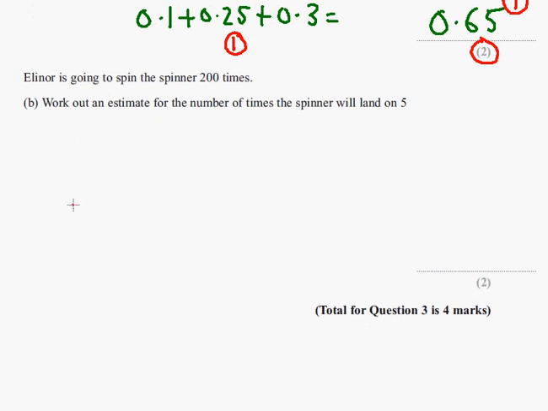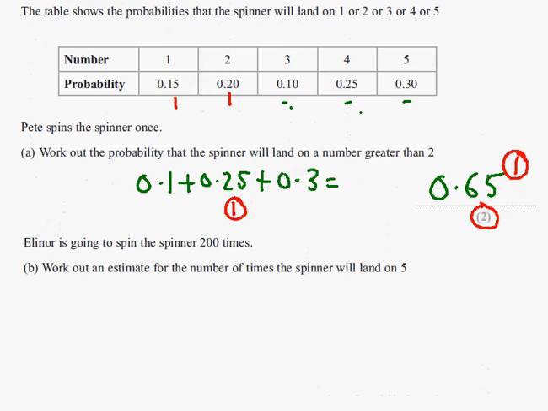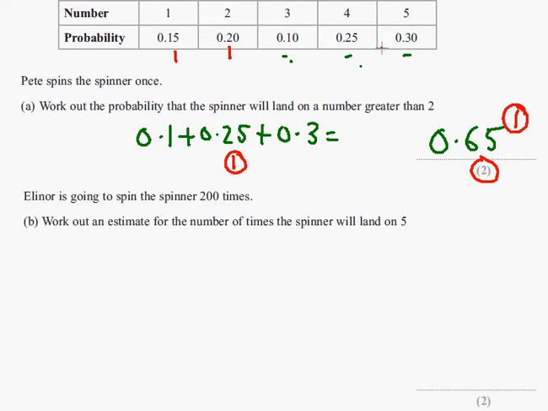So, Eleanor is going to spin the spinner 200 times. Part B says work out an estimate for the number of times the spinner will land on 5. Well, let's have a look at what the probability is for 5 first of all. It is 0.30, okay? So, if we're going to spin it 200 times and the probability was 0.5, which is half, you would expect 5 to come out 100 times, half the time, okay?